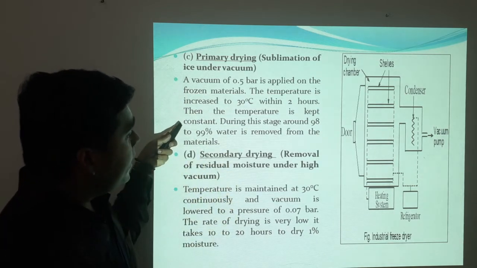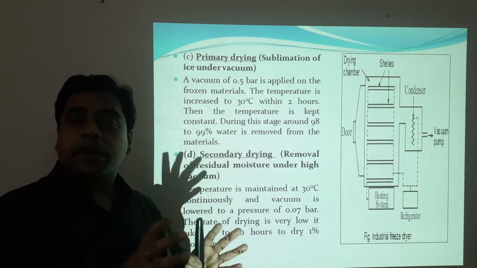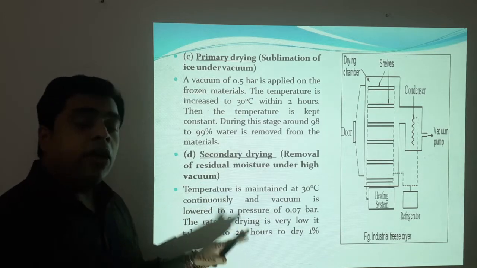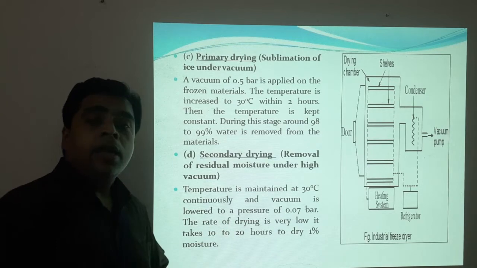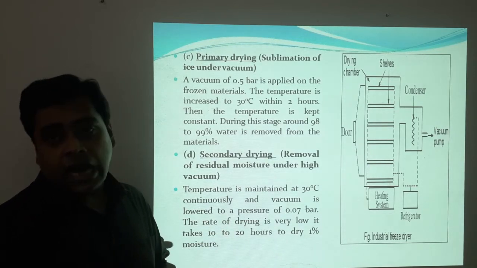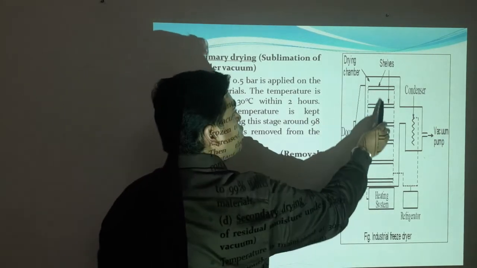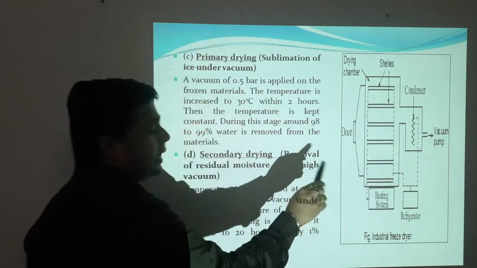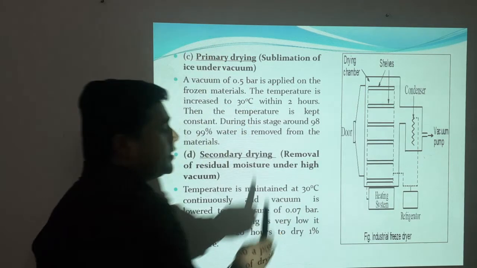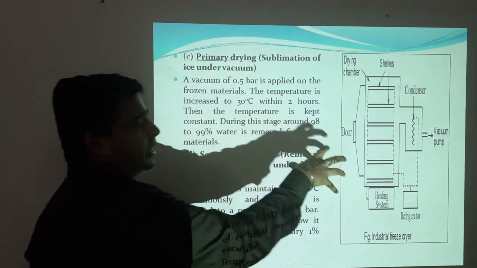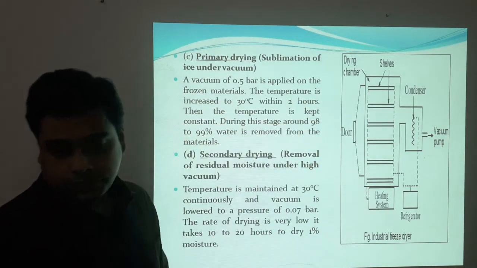In step C, the maximum amount of moisture is dried, and the remaining or residual moisture is dried with quite a high time, maybe 10 to 20 hours. And on these shelves, the samples are kept, and the heating system, vacuum system, condensing system, refrigeration system, all of it is done in the particular machine.